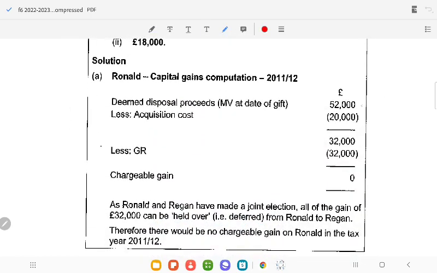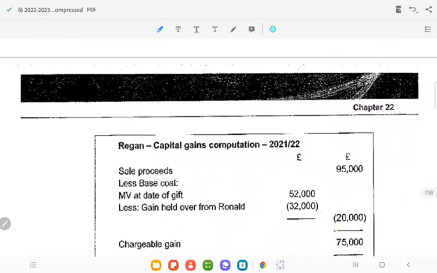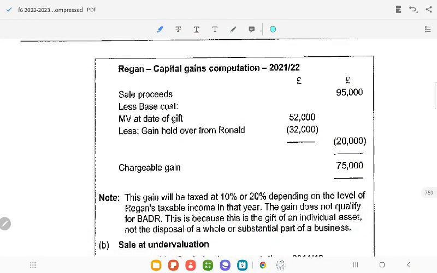So first, from Ronald's point of view, the gain is 32,000, but as a result of GR, which means gift relief, there is no chargeable gain. But subsequently, when Reagan sold that asset, the base cost for Reagan is 52,000, the market value at the date of acquisition, less the gain of Ronald, which gives a base cost of 20,000, and this base cost of 20,000 is compared with the sale proceeds of 95,000.